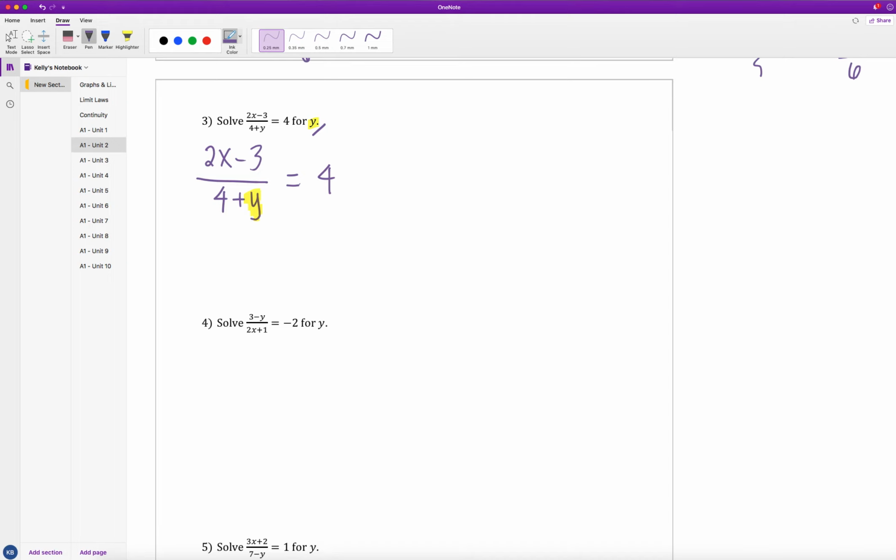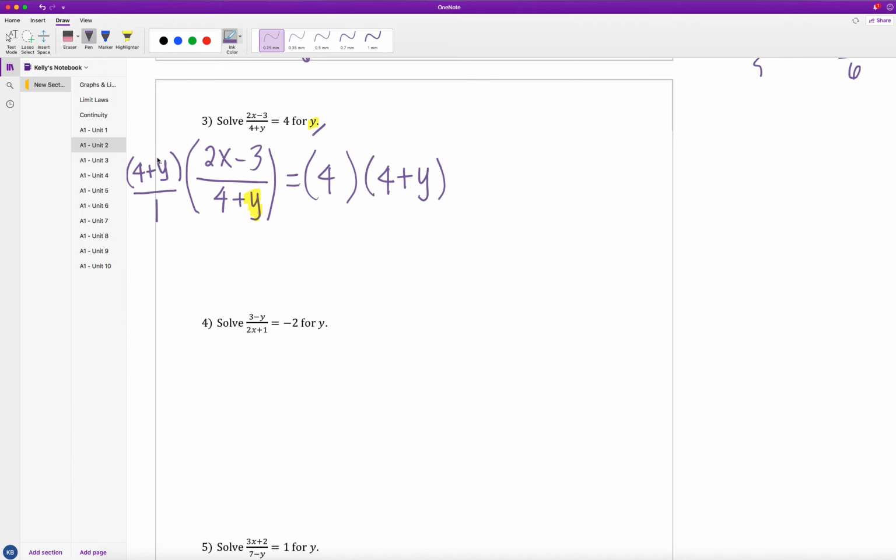Well, right now my y is in the denominator, so the first thing I probably want to do is figure out how to get it out of the denominator. Well, we've had problems in other sections where if I wanted to get rid of something in the denominator, we multiplied by whatever our denominator was so that it would cancel out. So I'm going to multiply here by the entire denominator, which is 4 plus y. Let me rewrite that. So 4 plus y. Now remember, whatever I do to one side, I have to do to the other. So I have to multiply the other side by 4 plus y as well.